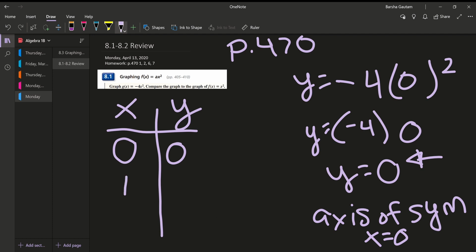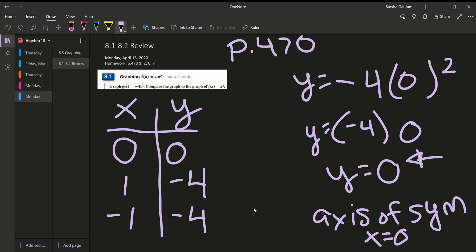So let's plug in 1. If we plug in 1, 1 to the power of 2 is 1, and then 1 times negative 4 is negative 4. And we also know that since our vertex is 0, 0, and our axis of symmetry is x equals 0, this 1 will have to reflect over, and the y value will still stay the same. So all we have to do is copy the y value and just change the symbol in front of the 1. So 1 becomes negative 1.